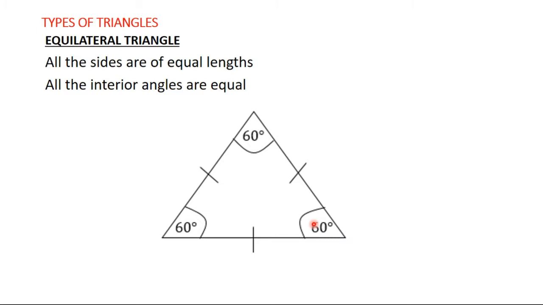So if you take an equilateral triangle, all the sides are equal, and you will know that using the lines that have been used here. So we have this line here, this line here, and this line here, showing that all the sides are equal. Then the angles are also equal, as it can be seen here.